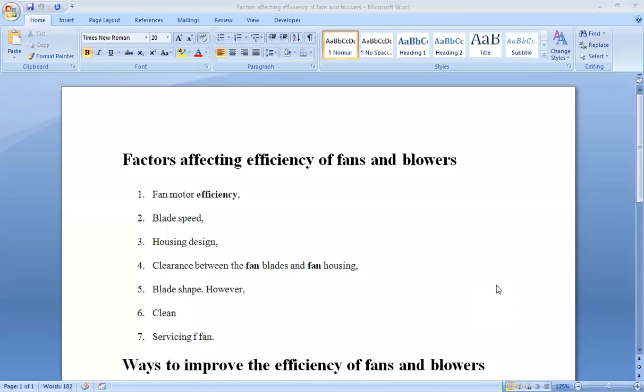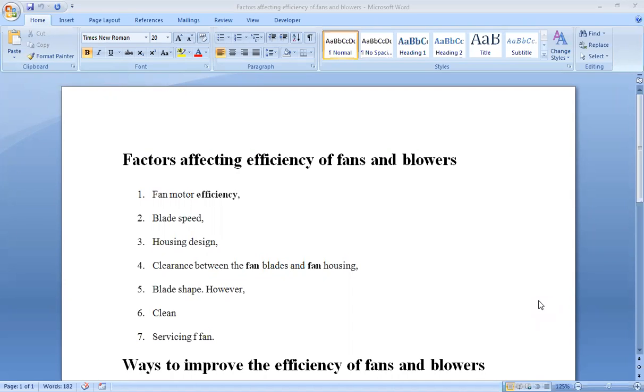And the second point is we have to do the servicing of the fan. Yes, servicing. We have to do the oiling, greasing and cleaning of the fan. If some blades are loose, we have to tighten the nuts and bolts of the blades so that there will not be much noise.